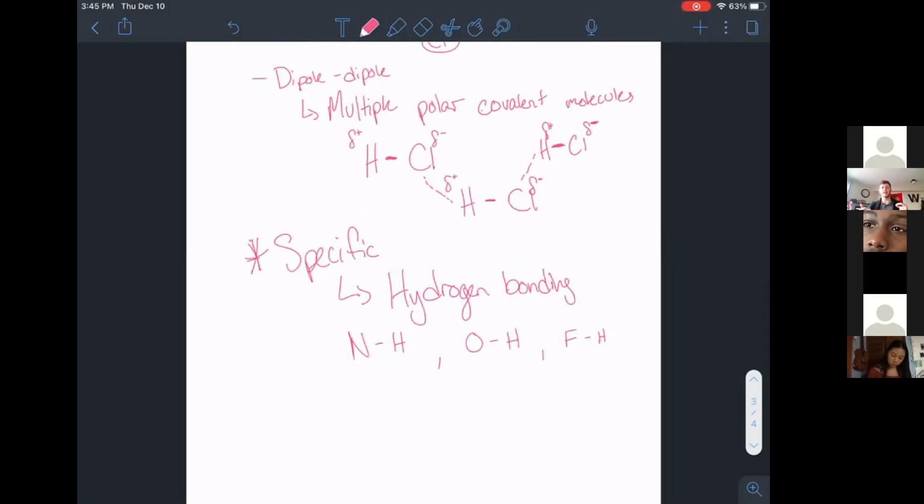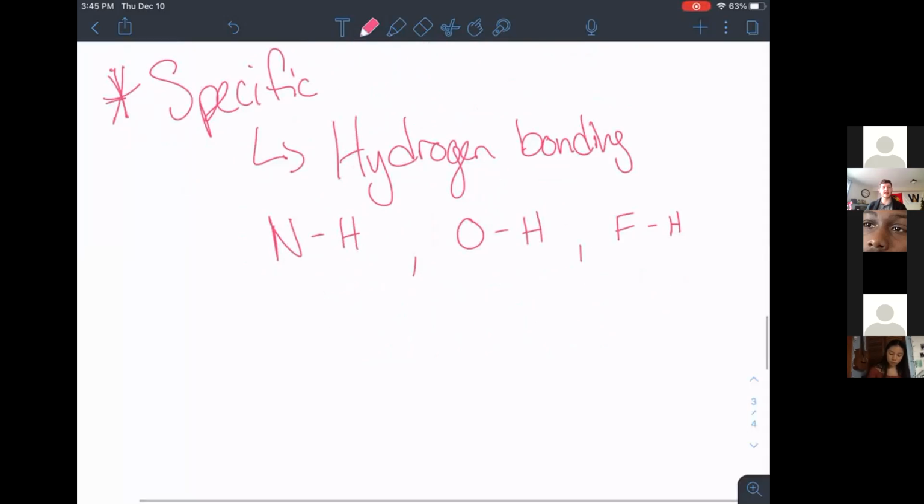So if we look at the polarity difference, between chlorine and hydrogen it is larger than between nitrogen and hydrogen, but nitrogen forms this hydrogen bond, which means it's going to have larger interactions, even though it is slightly less polar than our chlorine. So these three have hydrogen bonding. They're very specific and they're very strong. The polarities are just so large between those three that it causes a greater attraction.